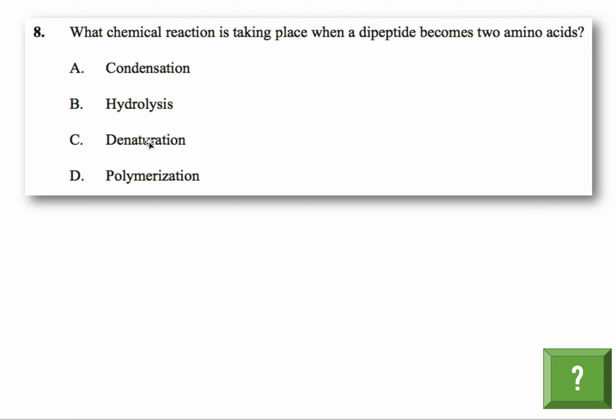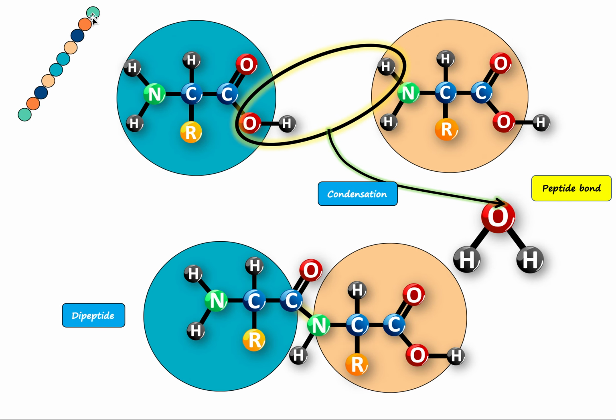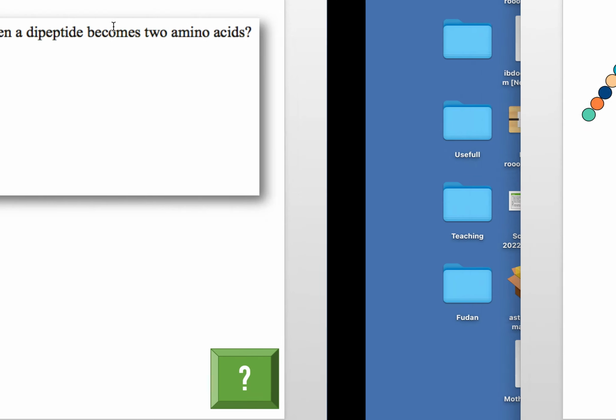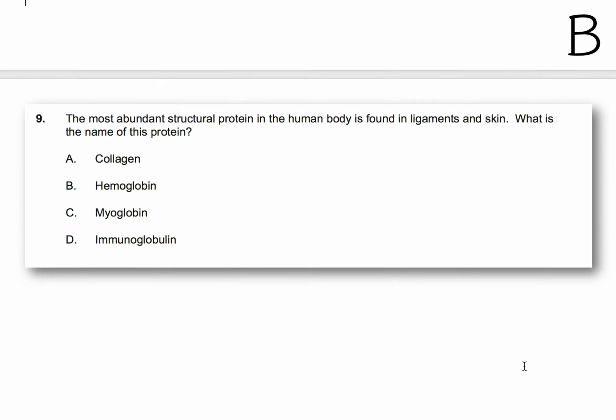We know what denaturation is. Polymerization is the process of adding many amino acids together. Poly means many. So the action of linking together a ton of amino acids, that's called polymerization. So not D either. So it's going to be B.